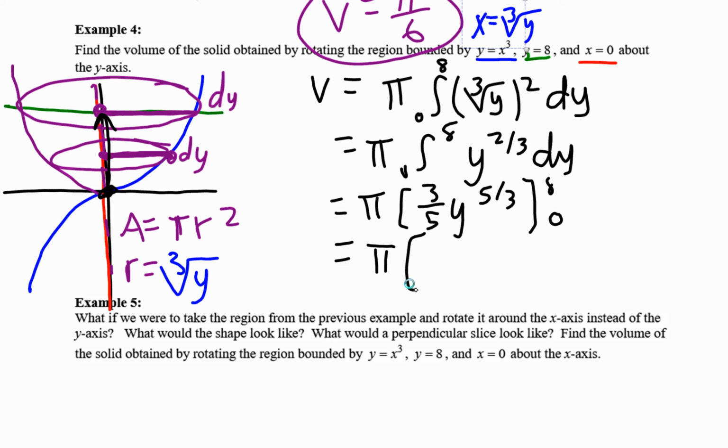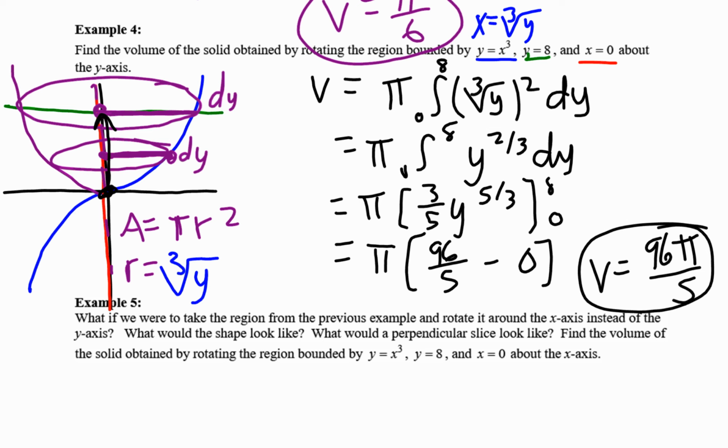All right, so the 8 to the 5/3, the cube root of 8 is 2, and 2 to the 5th is 32. 32 times 3 is 96/5 minus 0. So it looks like our volume is 96 pi over 5. Okay, I think that's good for this video.